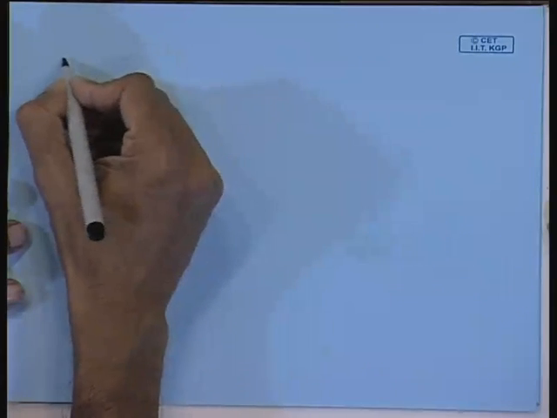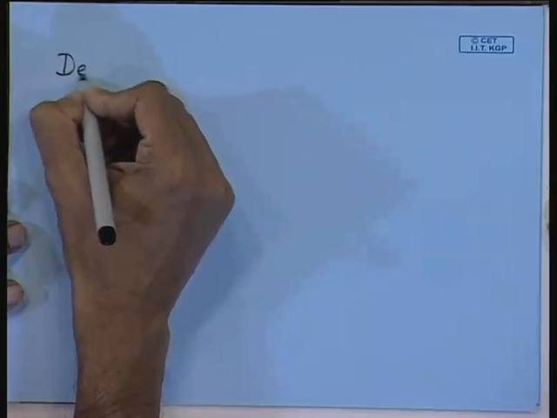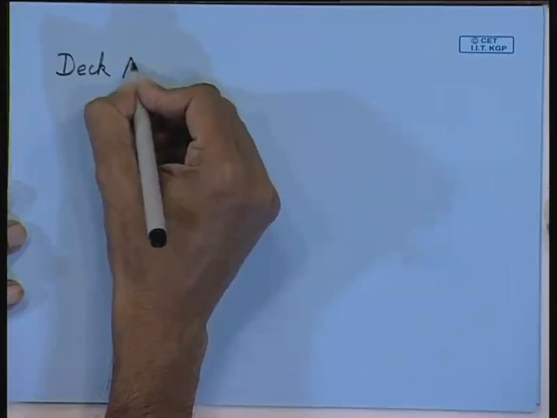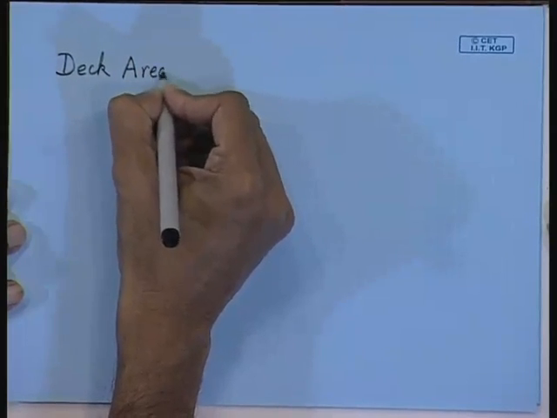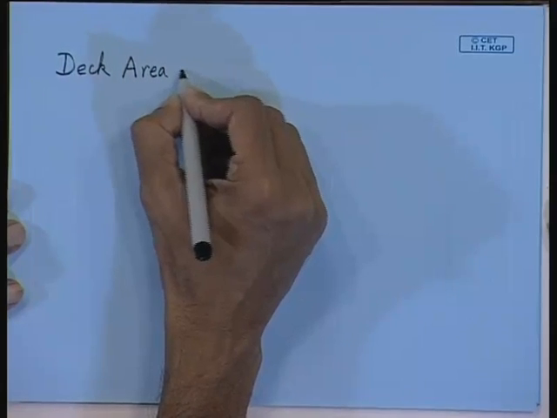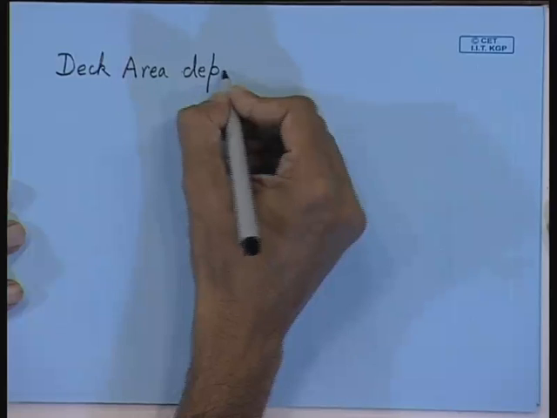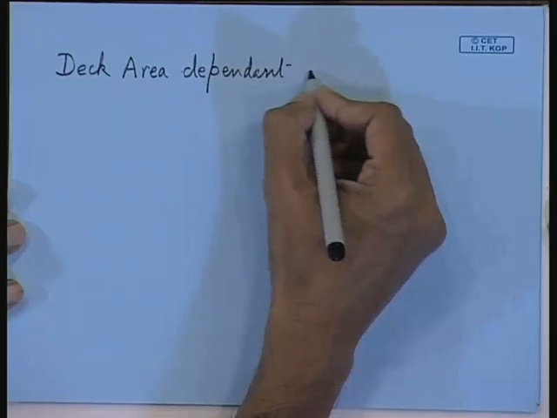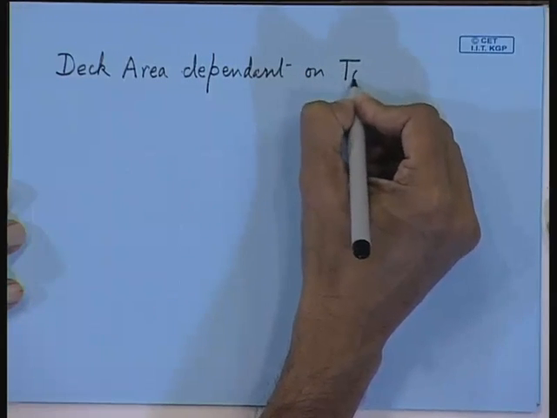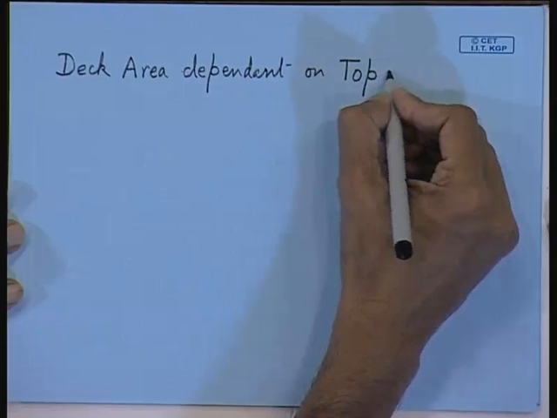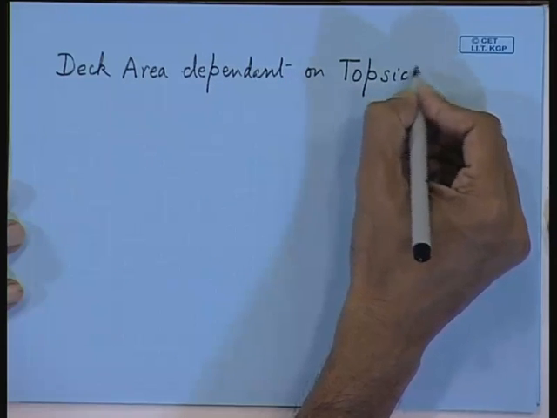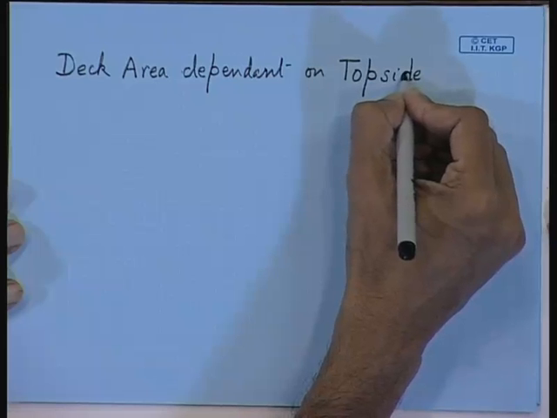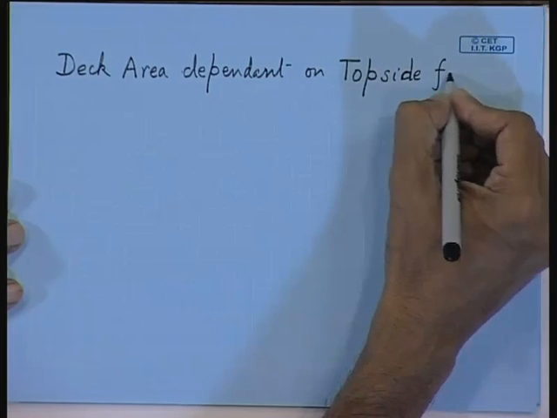So this is the next phase of your offshore structures. So this deck area decision has to be taken. Now this is basically dependent on what is called topside facilities. So in this offshore engineering you will come across this word topside facility.